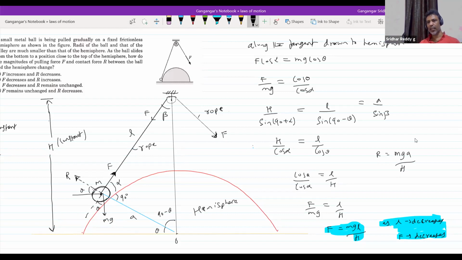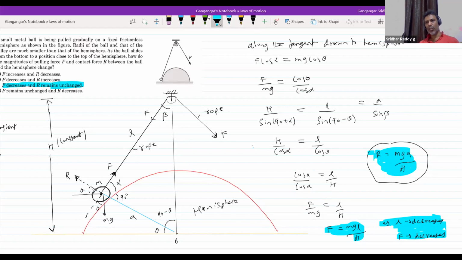If you want to try it, I'm helping with the equation. What is A? Constant. H constant, m constant. So what is R? R will be constant. So the option we will pick: F decreases, R remains unchanged.